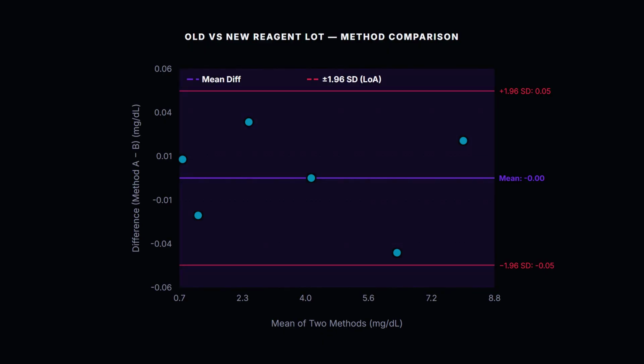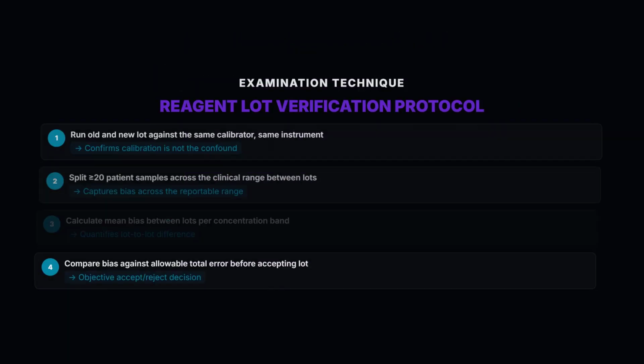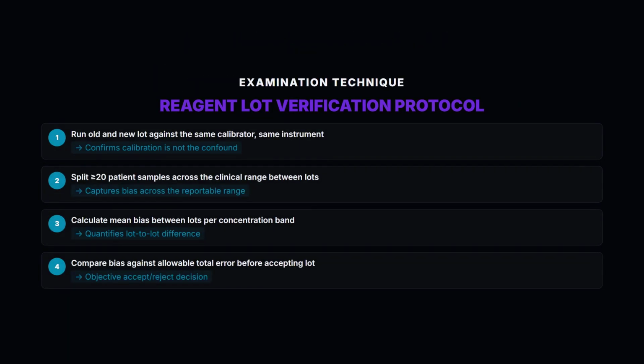For anyone setting this up on their own bench, the lot verification protocol itself has 4 concrete steps. Run both lots against the same calibrator on the same instrument. Split 20 patient samples spanning the clinical range across both lots. Calculate the mean bias between lots at each concentration. Compare that bias against your laboratory's allowable total error before accepting the new lot into routine use.